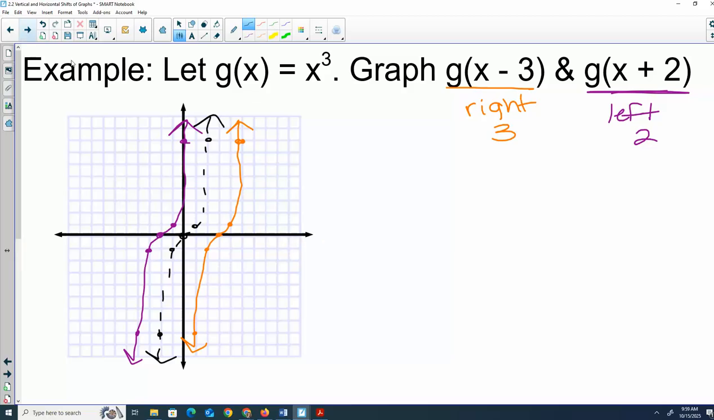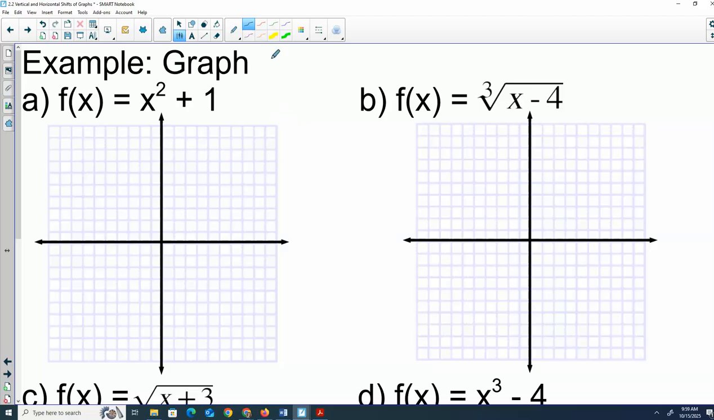We're going to do a couple more together, and then I'll have you guys try a couple. First one, x squared plus 1. I always want the parent function. What's my parent function here? X squared. You need at least 3 exact points. 0 squared is 0. 1 squared is 1. If you wanted, 2 squared is 4. Negative 1 squared is 1. Negative 2 squared is 4. We know that's our parabola.